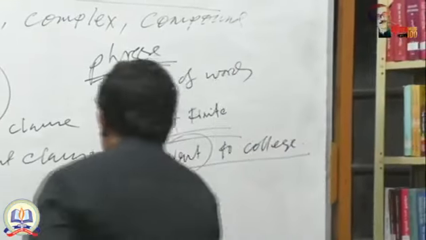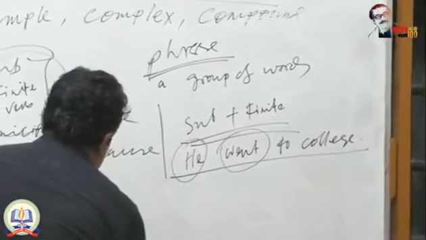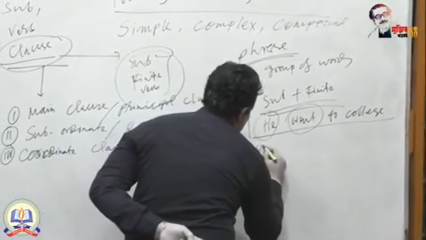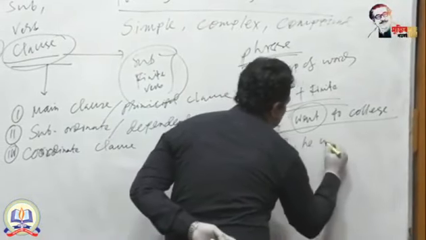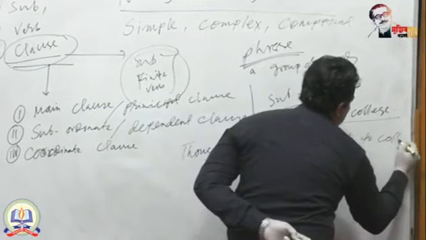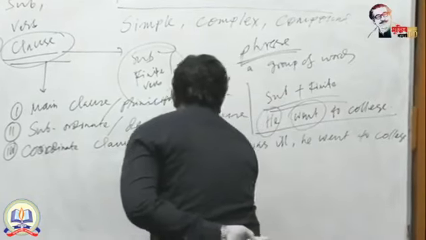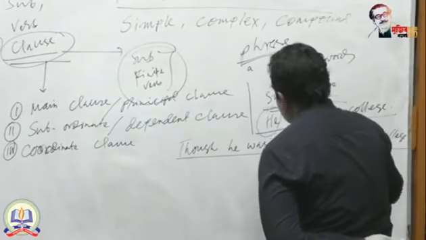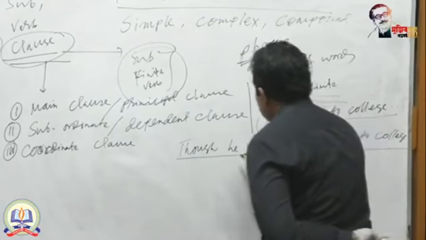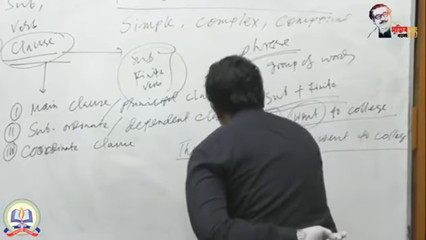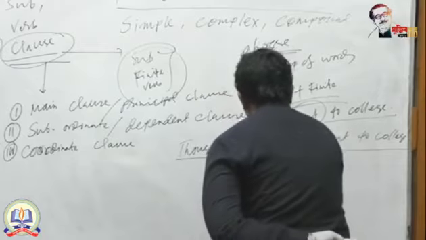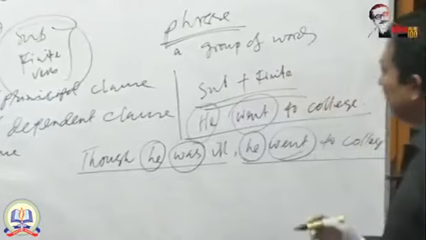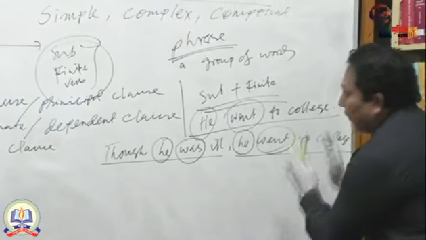If you say, though he was ill, he went to college. Here you are getting 2 parts, and both these 2 parts contain the full criteria of a sentence. Here you notice a subject and a final verb. Here you are getting a subject and a final verb. That means you are getting the full criteria of a simple sentence.